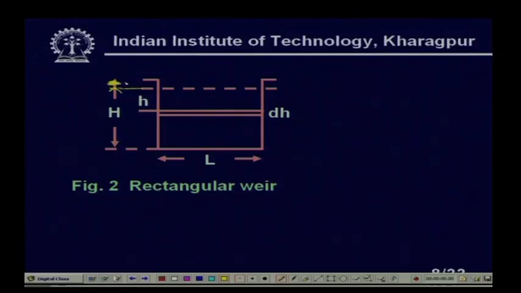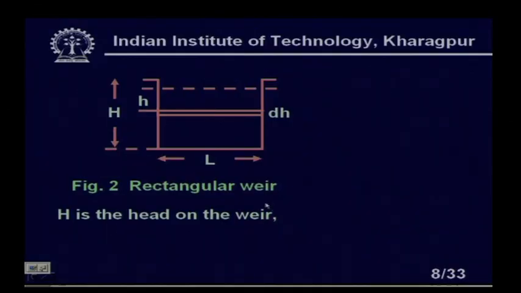For derivations later on, we take a small section dh at a height of h from the top of the undisturbed upstream flow level. That is, at a distance h from the undisturbed upstream flow level, we take a section of width dh. This will be needed later to find the total volume flow rate, or volumetric flow rate, in the rectangular weir.